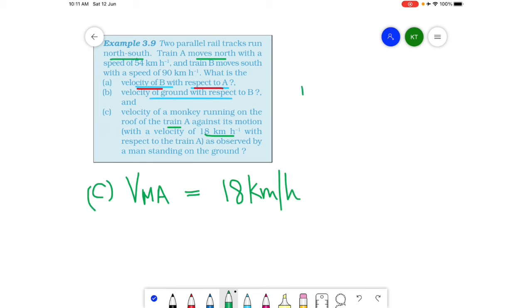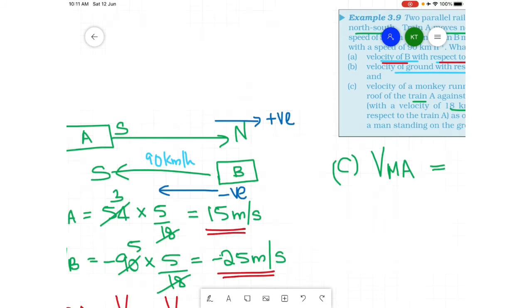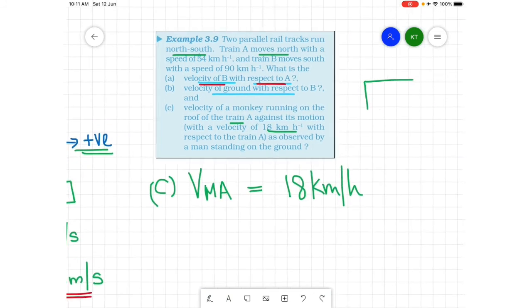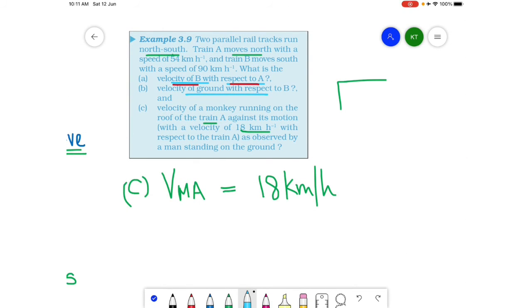But is it positive or negative? Like we spoke before, train A is in the positive direction, but here the monkey is moving in the opposite direction, so this would be negative. The monkey is running against the train's motion. So this would be negative 18 km per hour. Now let's convert this into meter per second. Multiply by 5 by 18, so we get negative 5 meter per second.